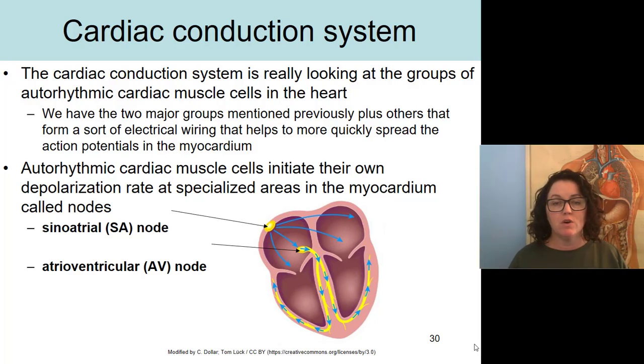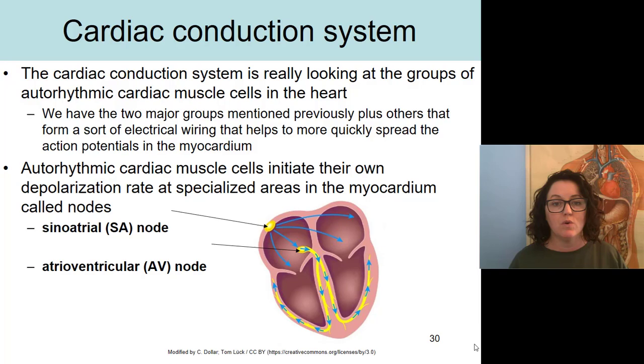The autorhythmic cardiac muscle cells can initiate their own depolarization and action potentials, and they do this in basically two specialized areas of the myocardium. We have the sinoatrial node, also known as the SA node, and the atrioventricular node, also known as the AV node. The SA node is located in the superior portion of the right atrium. You can see that on the picture here.